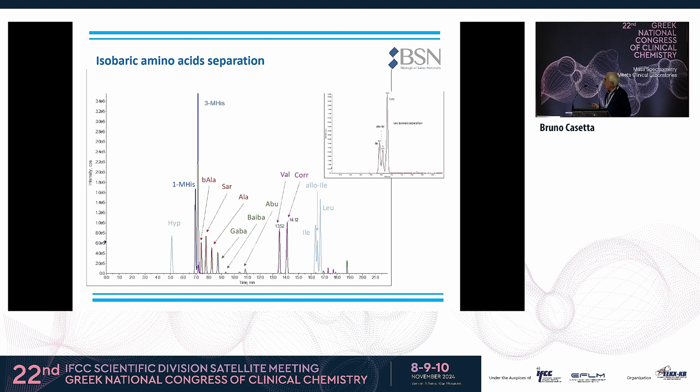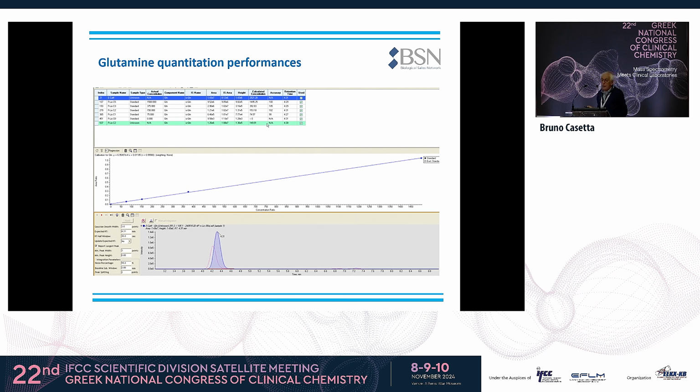The beauty is as well that we have the possibility to distinguish without any problem the so-called isobaric amino acids like the famous sarcosine, beta-alanine and alanine, not speaking about the famous triplet of the isoleucine, and so on, the methylhistidine, the 1-methylhistidine and the 3-methylhistidine, for example. So this is, excuse me, one of the features. The other feature concerns the performance on the quantitation, this is the famous glutamine, and we will speak about it later on.